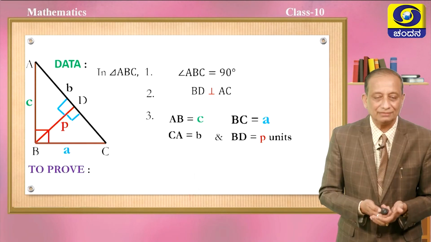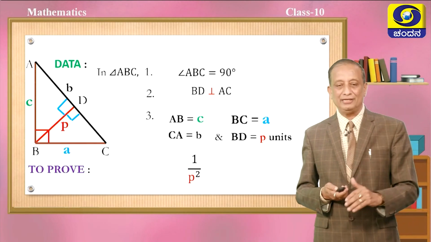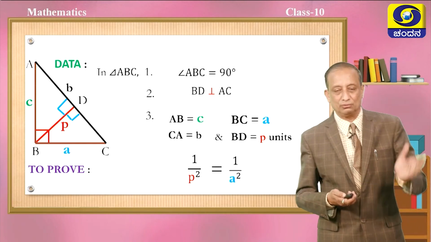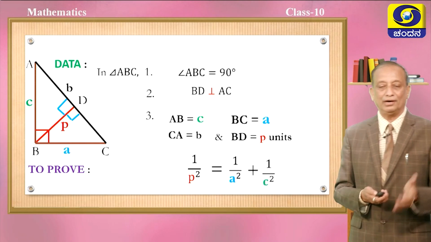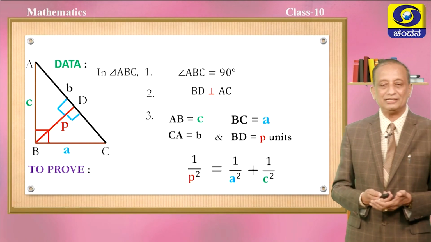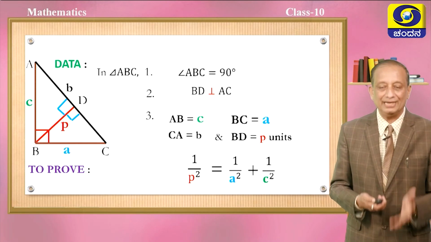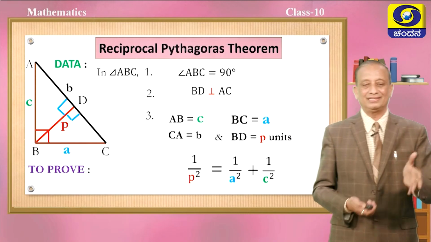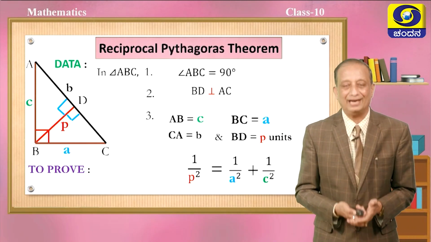So with this we have to show that 1 by p square, meaning 1 by BD square, is equal to 1 by a square, meaning 1 by BC square, plus 1 by c square, that is 1 over AB square. So 1 over p square is equal to 1 over a square plus 1 over c square. What a beautiful result, children. This is called reciprocal Pythagoras theorem.